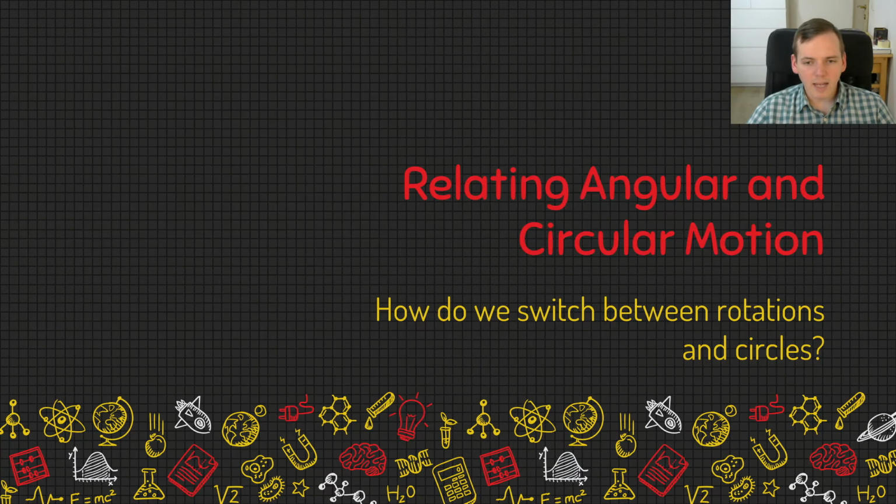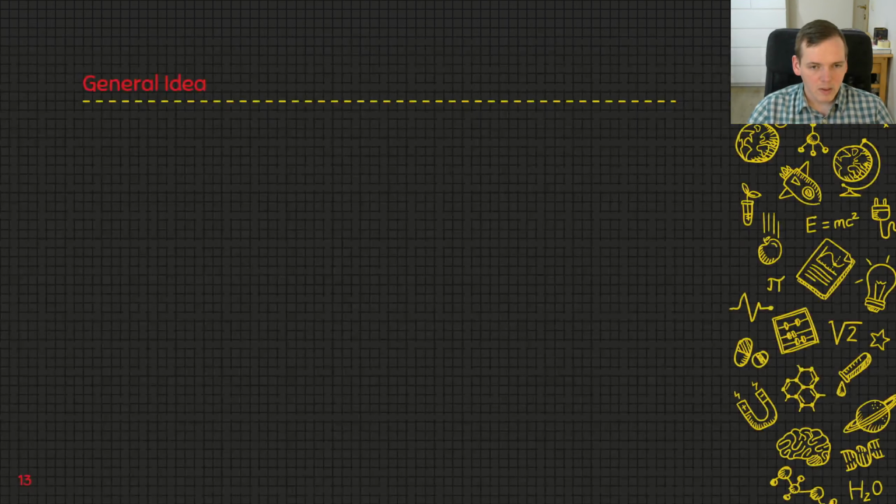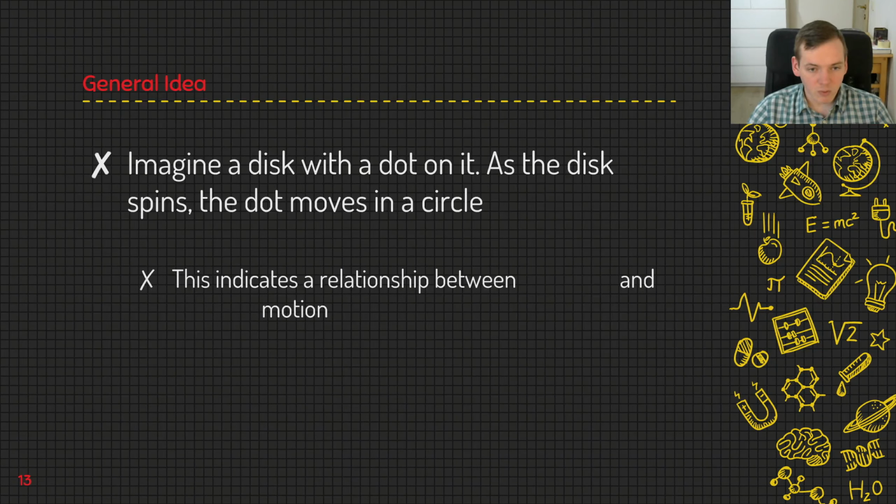We're going to look at how we connect rotations to circular motion and how we switch back and forth. So let's jump on in. The general idea is I want you to start by imagining a disk with a dot on it. I'll draw it up here. I've got a disk, a CD, a frisbee, whatever you can think of, a plate.